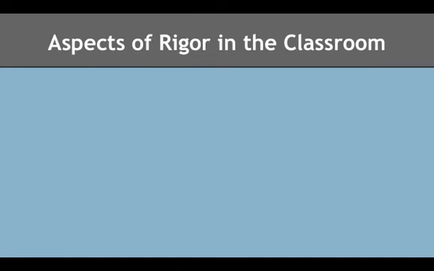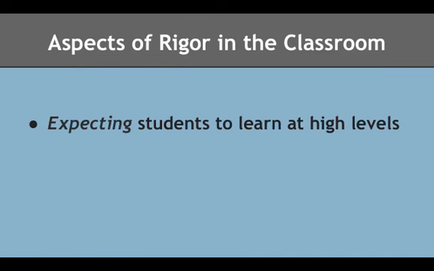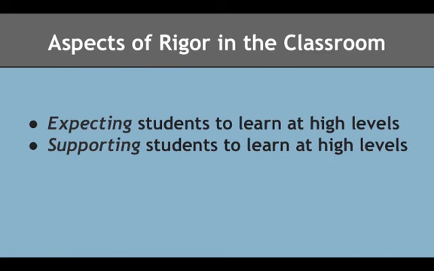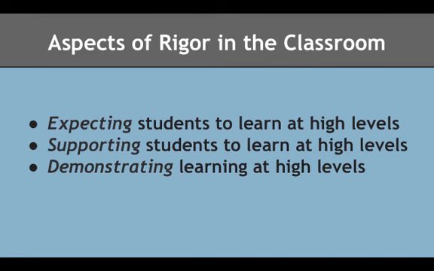A rigorous classroom can be looked at as more than just the tasks students are engaged with. Aspects of rigor in the classroom can be classified in three ways: expecting students to learn at high levels, supporting students to learn at high levels, and demonstrating learning at high levels.